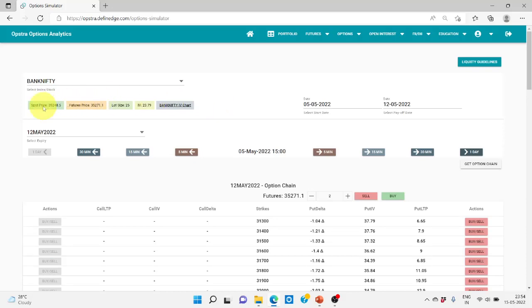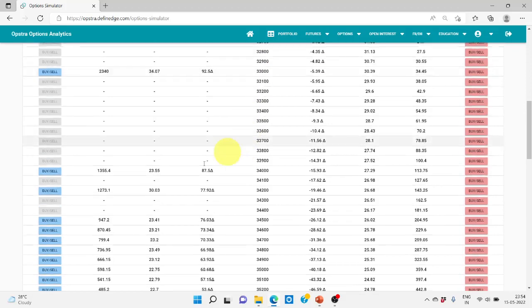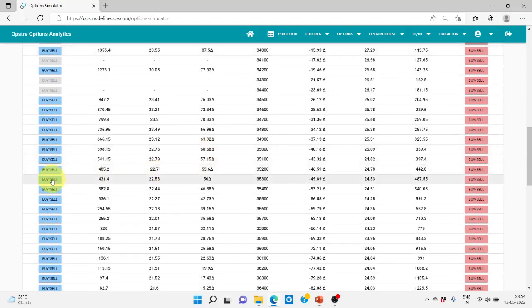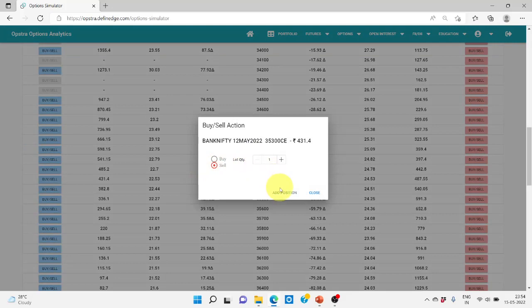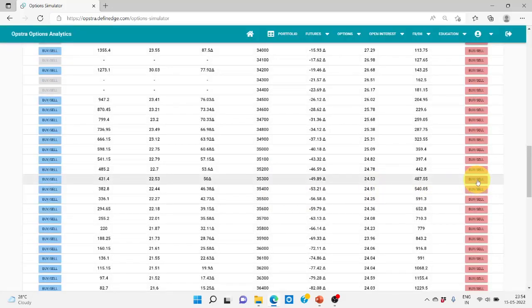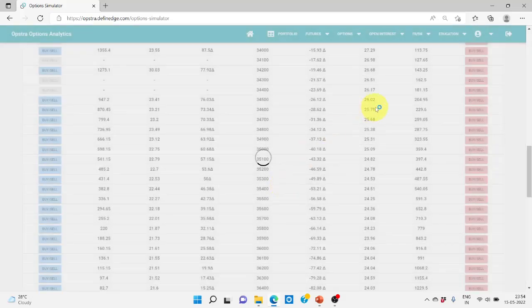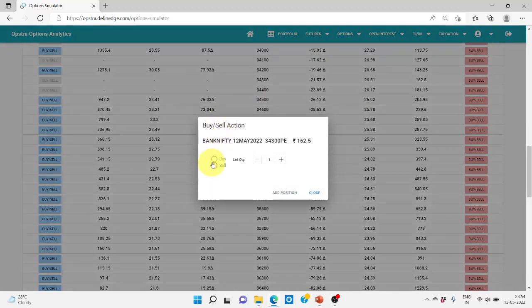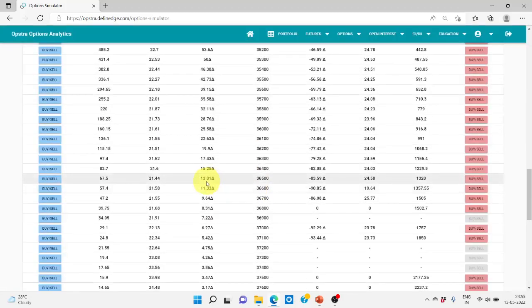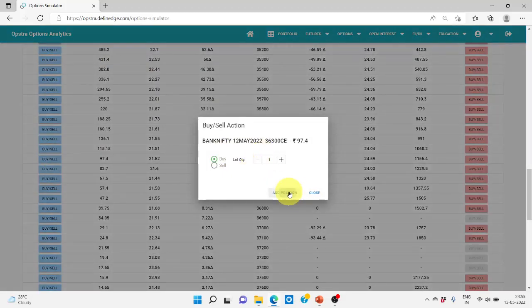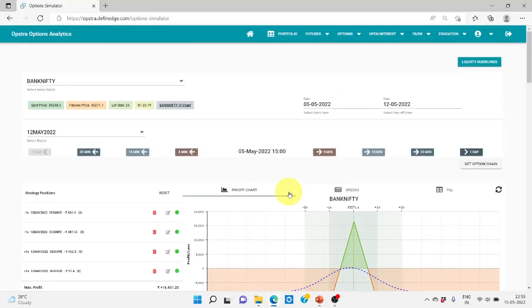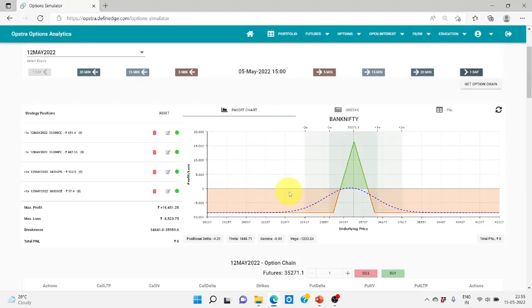So now the ATM price is 35,300. So we are going to sell 35,300 call and put, and we are going to buy 1000 points OTM on both sides. So once we do that, our payoff chart is going to look like this.